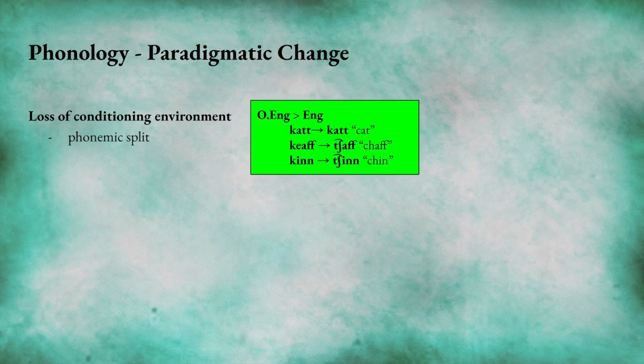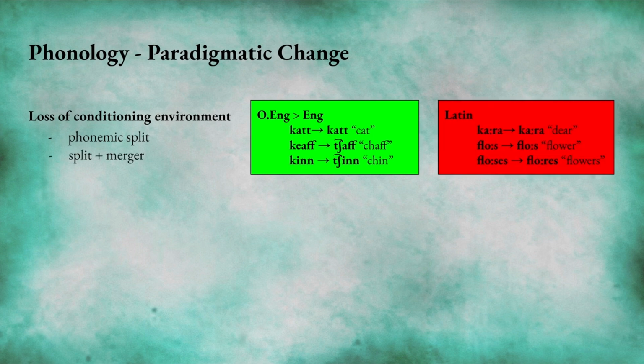The first is a phonemic split, where a sound undergoes a change in some environments, but not others, resulting in two separate phonemes, as in changes from Old English to Modern English, where k became ch before a front vowel, and in some cases the front vowel which conditioned the change was lost. Another type of shift is a shift plus a merger, in which a phonemic split occurs and one of the phonemes merges with an already existing phoneme, as in Latin, where s became r between vowels, but r already existed as a phoneme, as opposed to our previous example, where Old English k became ch, but Old English did not already have the sound ch.